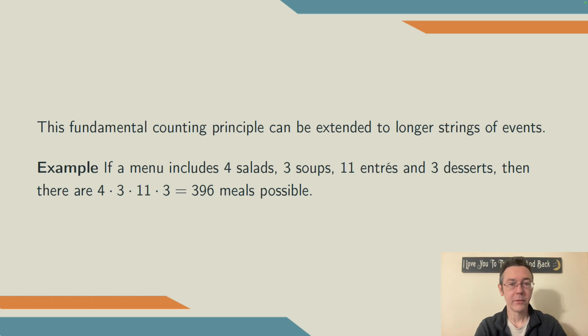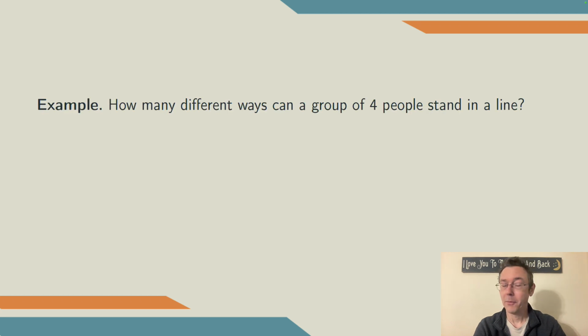The fundamental counting principle can be extended to longer strings of events. For instance, if a restaurant has 4 salads, 3 soups, 11 entrees, and 3 desserts, the total number of meals that are possible, 4 times 3 times 11 times 3, 396. Another example, how many different ways can a group of 4 people stand in line? So I recommend pausing the video for just a second before seeing my solution.